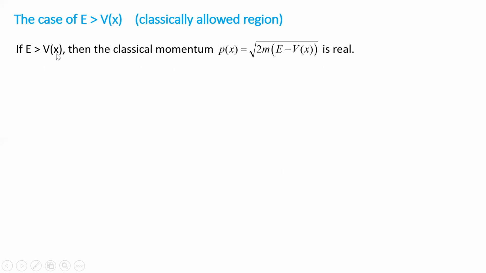So if E is greater than V of x, the classical momentum, p of x, will be, because the kinetic energy is p squared over 2m, you can solve for p using the relationship that the total energy is the kinetic energy plus the potential. If you solve for p, you get the square root of 2m times E minus V of x. And if E is greater than V of x, then this quantity will be real, because E minus V of x will be positive. The square root of a positive number is a real number.